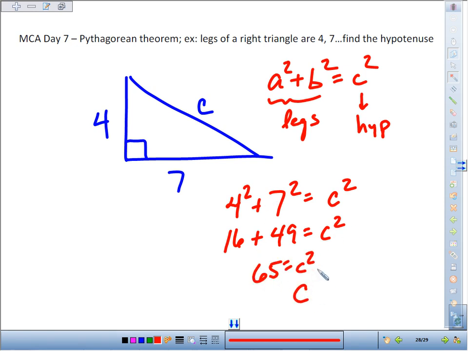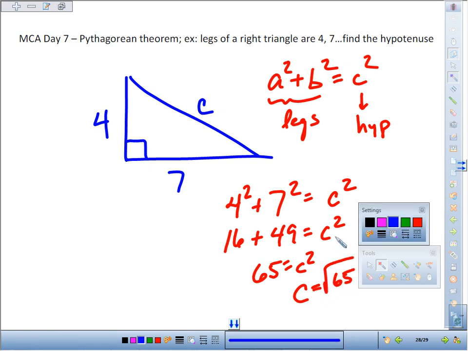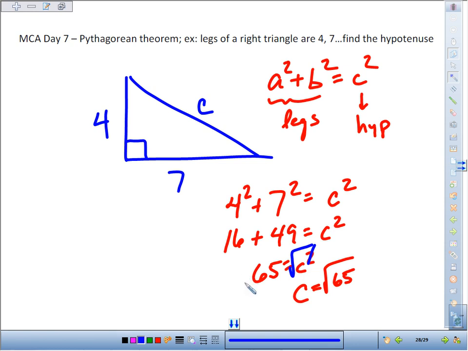So to undo square, you have to square root both sides. So it's just like a fence post step. I square root this to knock that out, but if I do it to one side, I have to do it to the other side. I get C equals the square root of 65, which is our exact answer. If we have to estimate it, the square root of 65 is about 8. If we go nearest hundredth, two decimal places, about 8.06.